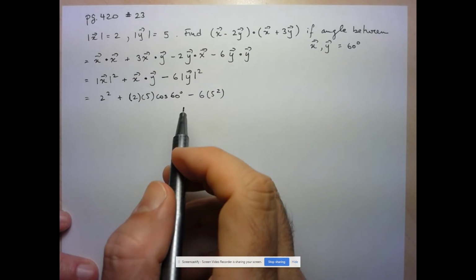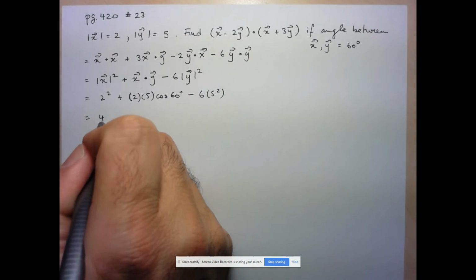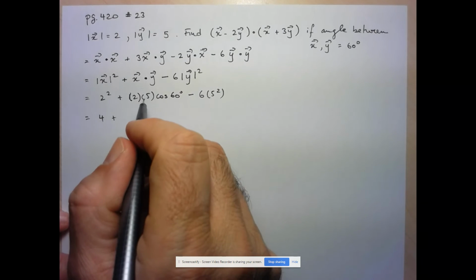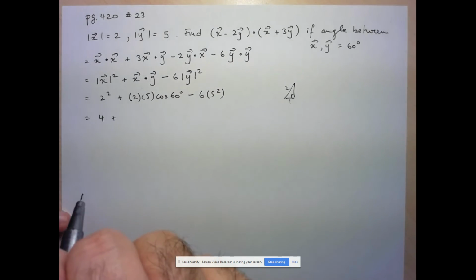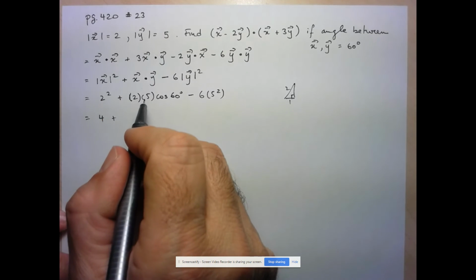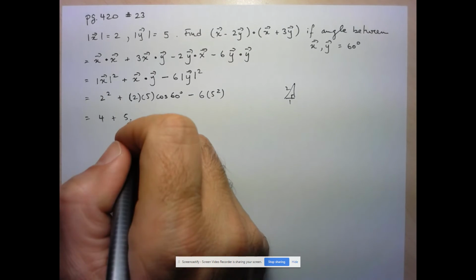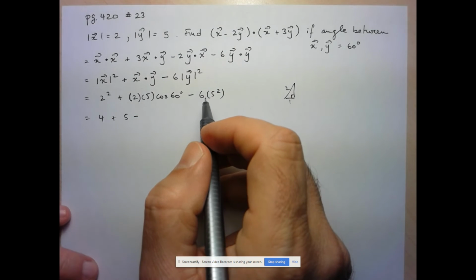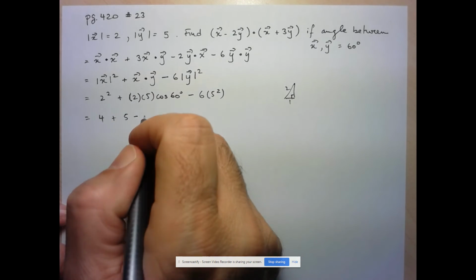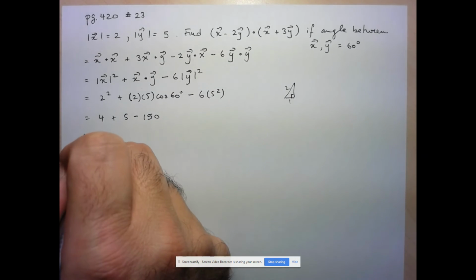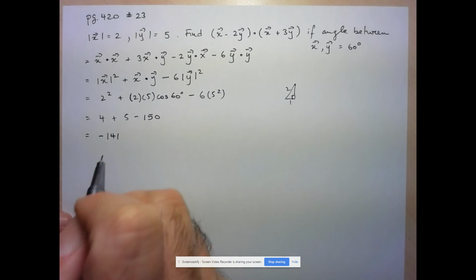Now we realize that we've got all the information necessary to calculate this. So we have 4 plus, cos 60 is 1 over 2, adjacent over hypotenuse. So this is just going to be 2 times a half, which is 1. So here 4 plus 5 is 9, minus 6 times 25. That's going to be minus 150. And so finally, 9 minus 150 is negative 141.